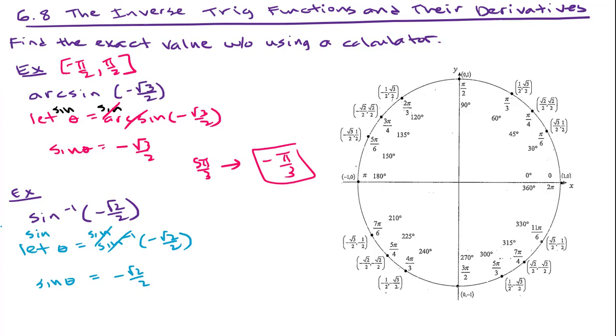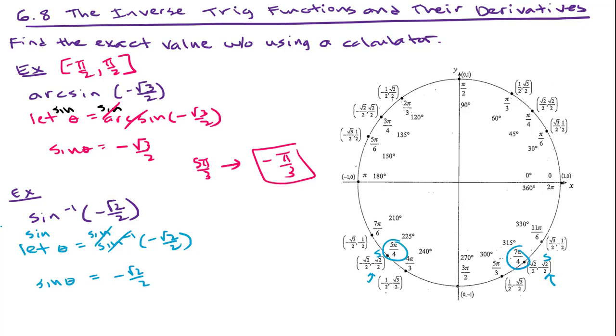Okay, so we need to go find that in our unit circle. So that's going to be at 7 pi over 4 and 5 pi over 4. So again, this is where sine is equal to negative radical 2 over 2, as well as here at 5 pi over 3. Sorry, 5 pi over 4.